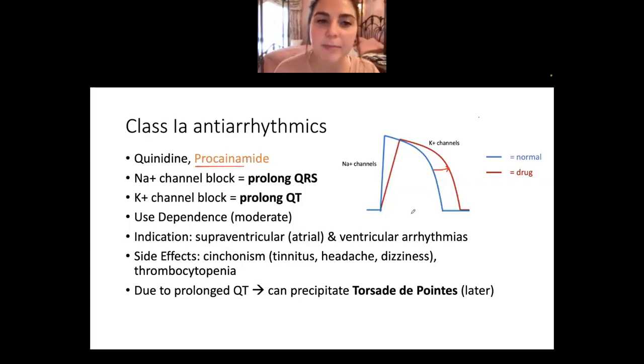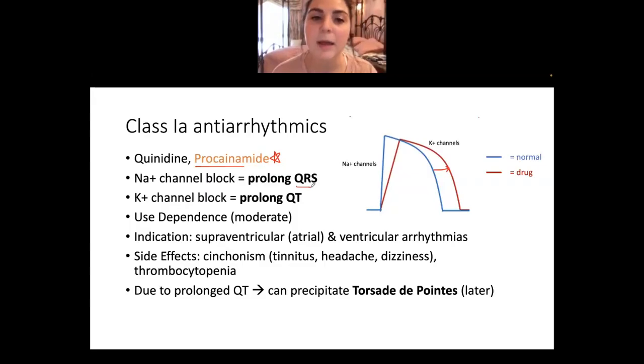So quinidine is an example of this. Procainamide is an example of this. I highlight procainamide because you should know the names of these, quinidine and procainamide, you should know that these are class 1As, but procainamide, if it's in orange, you need to know that it's a class 1A.